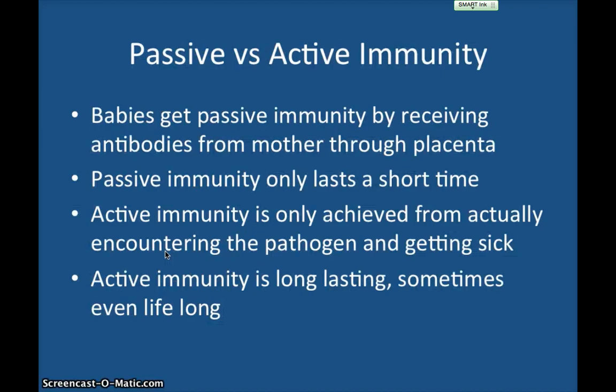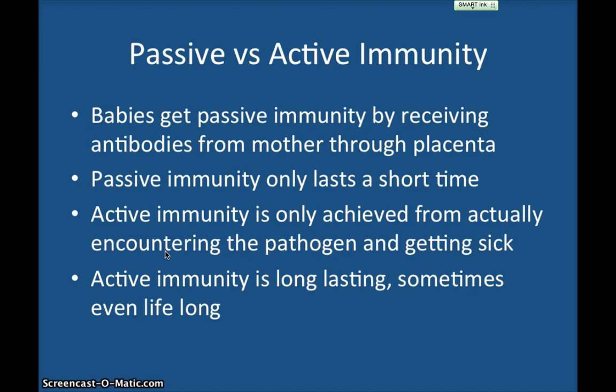One last thing, and this isn't on your notes, but you should know the difference between passive and active immunity. If you know, from being a baby, you automatically get a little bit of immunity from your mother. And this happens by passing through the placenta. You'll get some antibodies. So some things a baby is protected from, certain diseases like mumps or measles, you get some antibodies from. But this is a very short period of time.